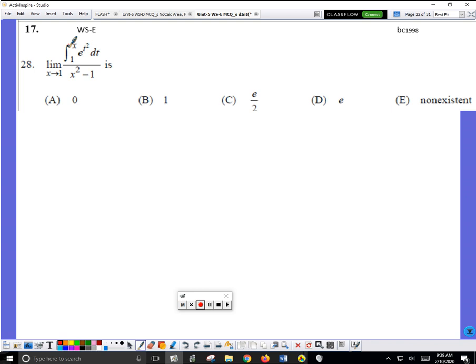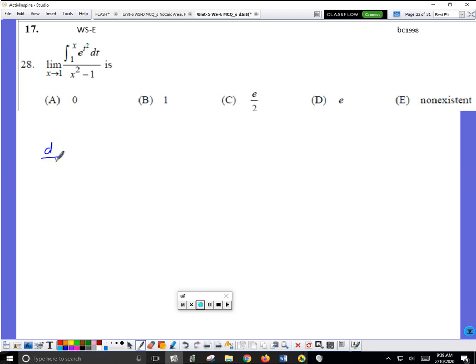So the first part of our L'Hopital test is successful. The top turned out to be 0. The bottom, plug in 1 squared minus 1. What is it? 0. So L'Hopital's rule works. So again, don't stress about it. Just use the rule. So now I'm going to take the derivative of the top.